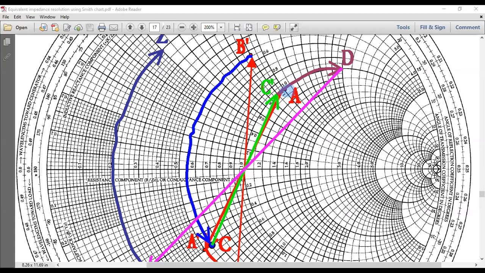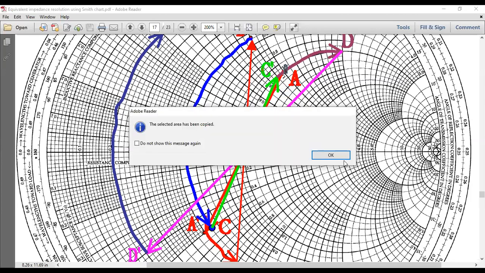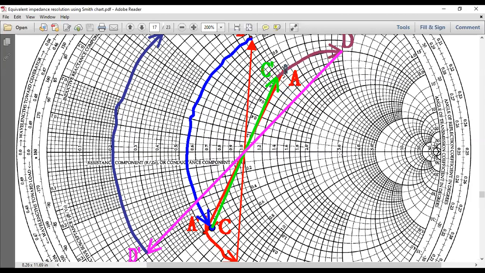So what we are doing is converting A into A dash. You just see this red line. Are you able to see the red line? Yes. So this red line is A and A dash. A to A dash is the conversion of impedance into admittance. Whatever this impedance is, we have converted it into the admittance.